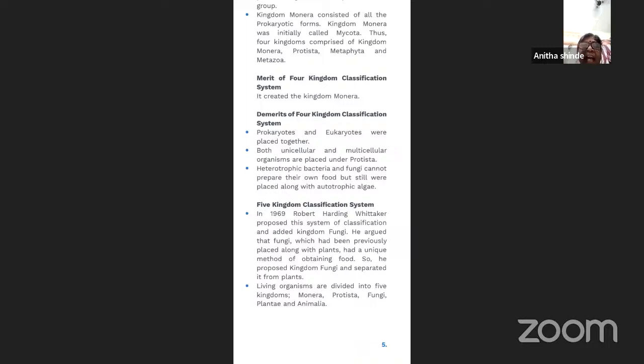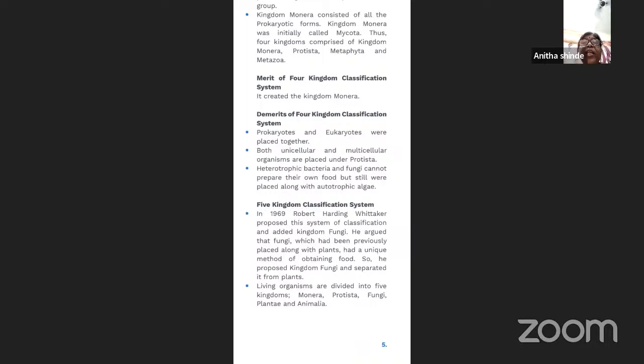So Whittaker gave another kingdom, and his argument was that fungi and plants possess different characteristics, so you cannot put the fungi along with the plants. So he gave another kingdom and named it kingdom Fungi. Likewise, in the five kingdom classification, we have five kingdoms: Monera, Protista, Fungi, Plantae, and Animalia. The rest of the things remain the same.